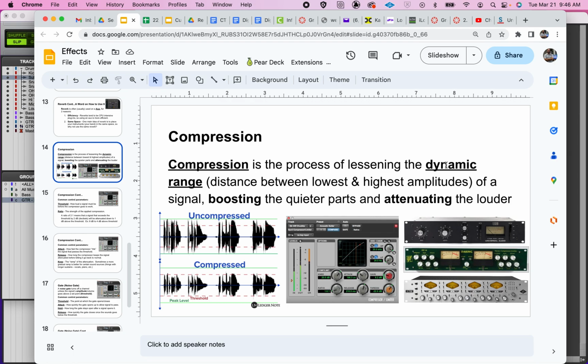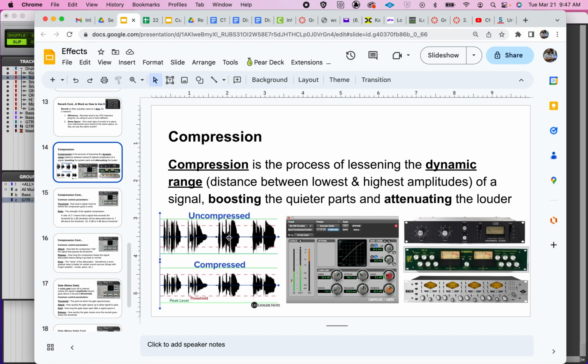What does controlling those do? It allows the quieter parts to become more pronounced and the louder parts to become less so or more controlled. That can have very good outcomes in terms of giving us more control over a sound in our mix so that it's not going all over the place amplitude-wise and causing us to ask, why can't we hear it here? Why do we hear it so much here? It just becomes much more controlled.